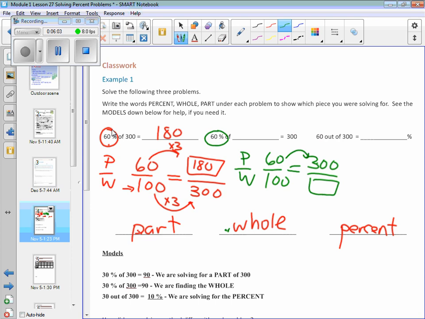Dan, what do you got? 500. We're multiplying both top and bottom by 5, right? Okay, last one.